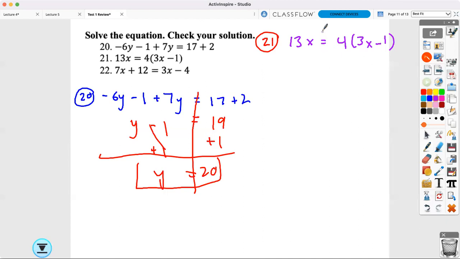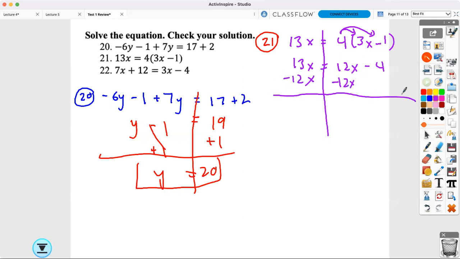Can anyone tell me what's the first thing we do on number 21? Distribute. Yeah, we distribute. 4 times 3x is 12x. 4 times -1 is -4. Bring down the 13x. Get x on one side, so I'm going to subtract 12x. What I do to one, I do to the other. Cancels out. 13 take away 12 is just x, or 1x. Bring down the -4, and we're done.